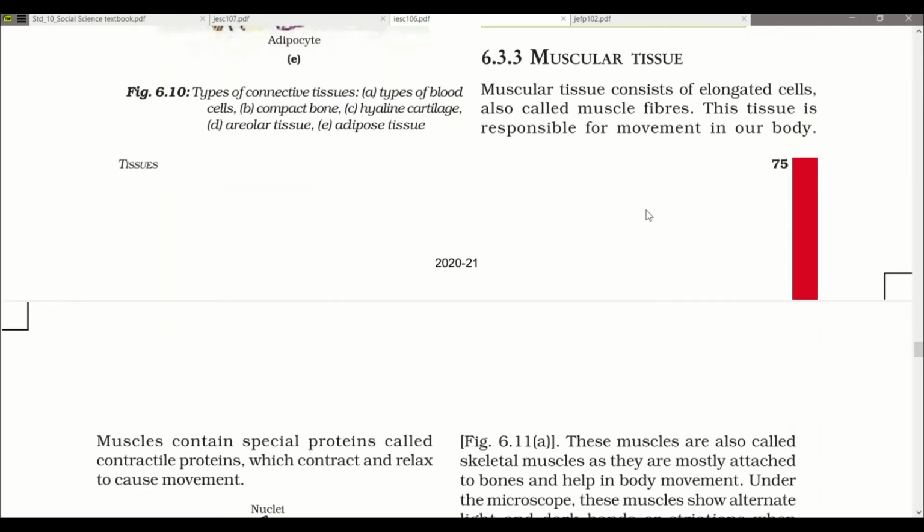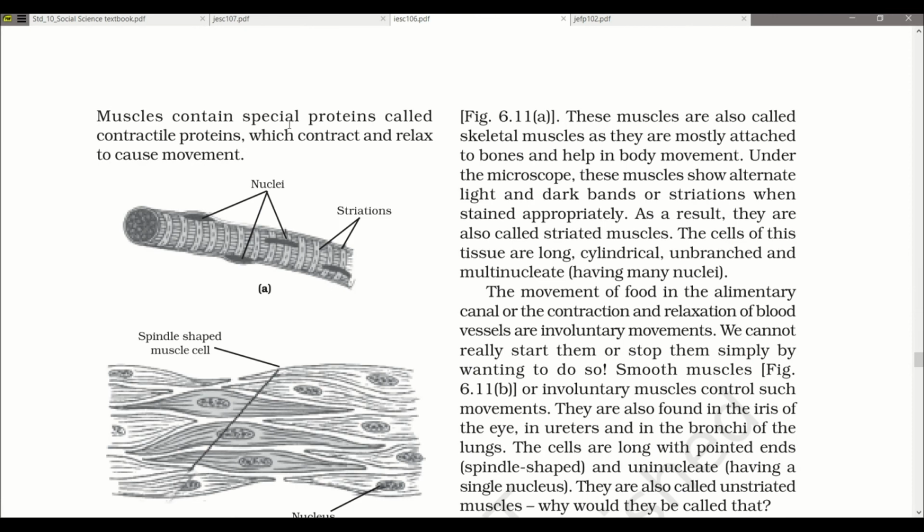Next tissue we are having is muscular tissue. Muscular tissue consists of elongated cells, also called muscle fibers. This tissue is responsible for movement in our body. Muscles contain a special protein called contractile protein, which contracts and relaxes to cause movement.